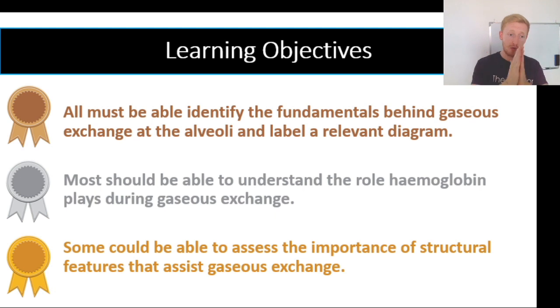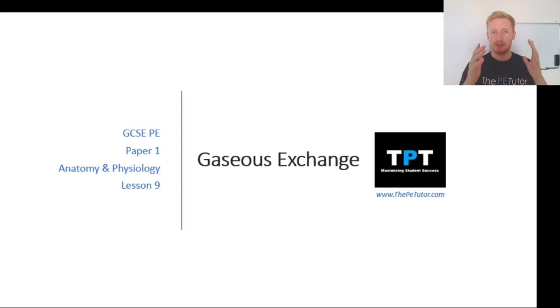Which brings us to the end. So hopefully by now you all know the fundamentals of gas exchange, how gases move between alveoli and capillary blood. Hopefully you now understand the role of haemoglobin, how it acts as that transporter and helps oxygen jump on to then get transported. And hopefully we also know the importance of these structural features, these factors that impact on better or worse gaseous exchange.